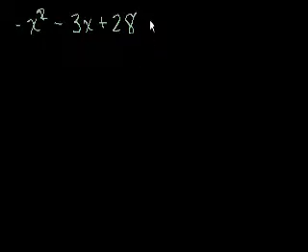Let's say I had minus x squared minus 3x plus 28, let me say, is greater than 0. Well, I want to get rid of this negative sign in front of the x squared. I just don't like it there because it makes it look more confusing to factor. So I'm going to multiply everything by negative 1.